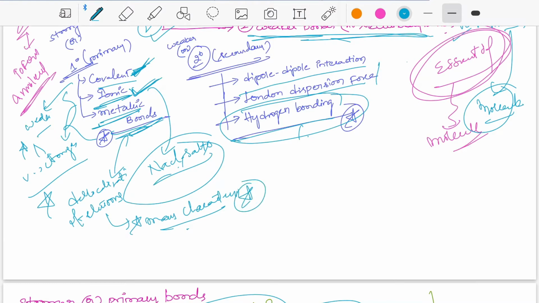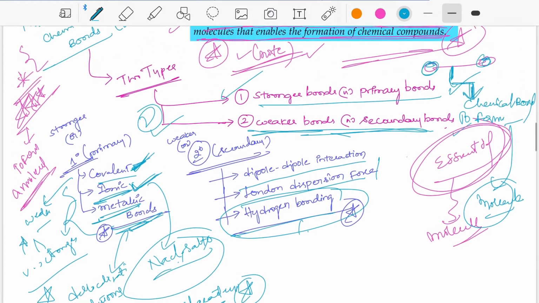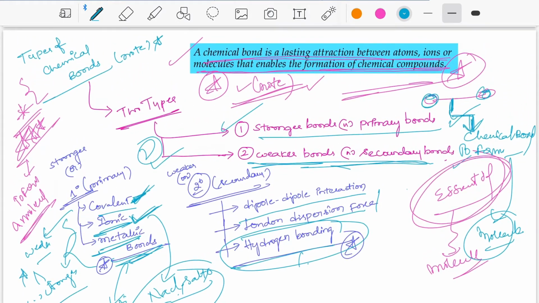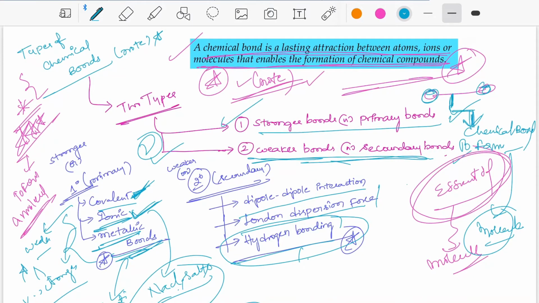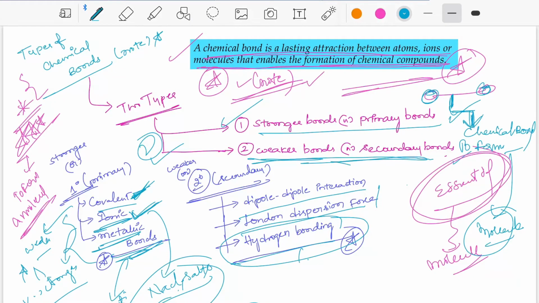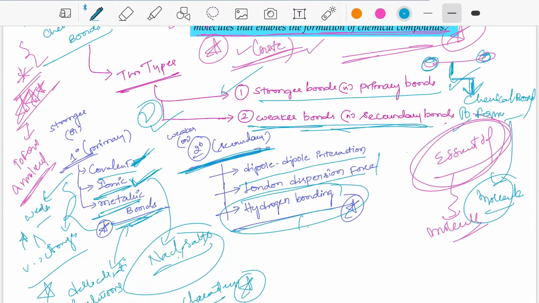And reflection of light by a metal, the shiny nature, why we get shiny nature for metals, reflection of light by a metal is also due to the metallic bonds. Metallic bonds reflect the light. And when you go to the other category, it is secondary: dipole interactions, London dispersion force, also called van der Waals forces.